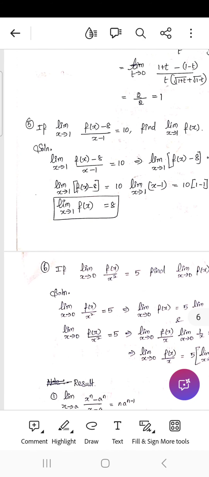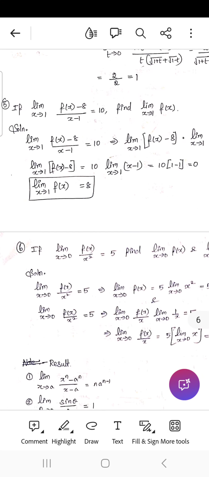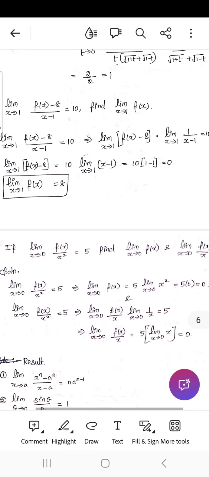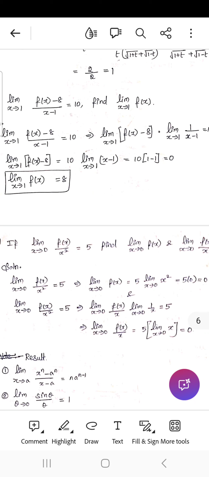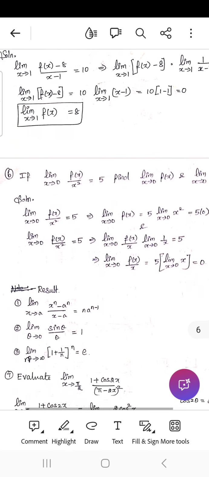Next one, if limit x tends to 1, f of x minus 8 divided by x minus 1 equal to 10, find the limit x tends to 1 f of x. Limit x tends to 1, f of x minus 8 divided by x minus 1 equal to 10. This limit is common to numerator and denominator also. Therefore, limit x tends to 1, f of x minus 8 equal to 10 into limit x tends to 1 of x minus 1. Substituting x equal to 1 in this equation on the right hand side, 10 into 1 minus 1 equal to 0. Therefore, limit x tends to 1, f of x equal to 8.